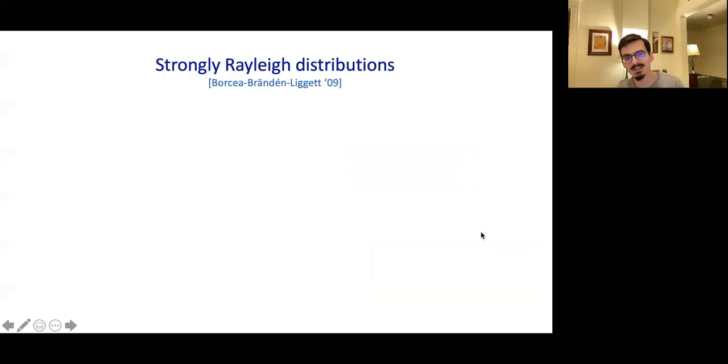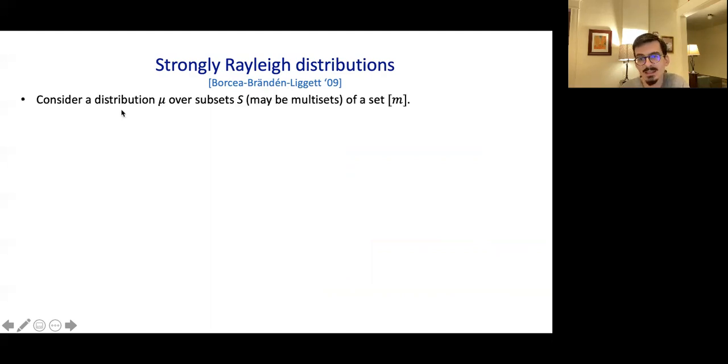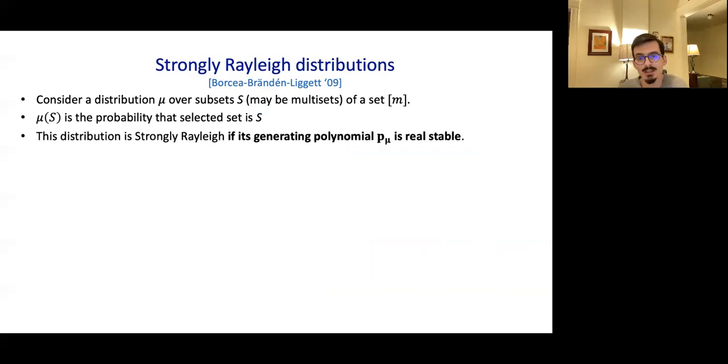To understand this case, I already need to use that max entropy trees are strongly Rayleigh. So this is a class of distributions due to Borcea, Brändén, and Liggett. And it's defined like this. So consider a distribution mu over subsets S of a set M. For us, these will be spanning trees over the edges of the graph. And let mu of S be the measure of a set. Then the distribution is strongly Rayleigh if its generating polynomial, P of mu, is real stable.